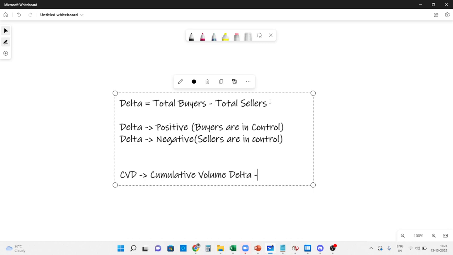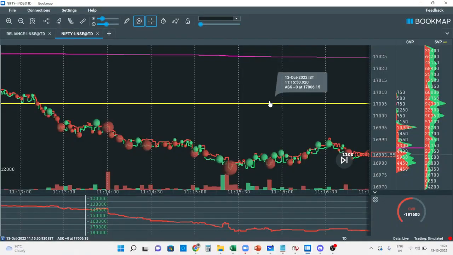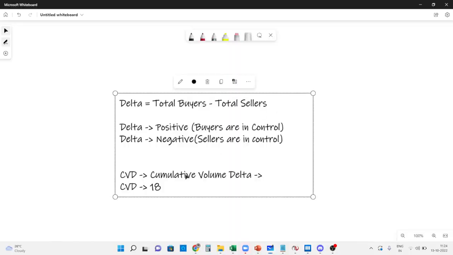That means overall for that entire day, right from the beginning throughout the day, how the delta is behaving. So today's CVD numbers are negative. How much negative? What is the number I'm seeing? 18,100... 1,600. Almost 1,81,000 is the negative number.